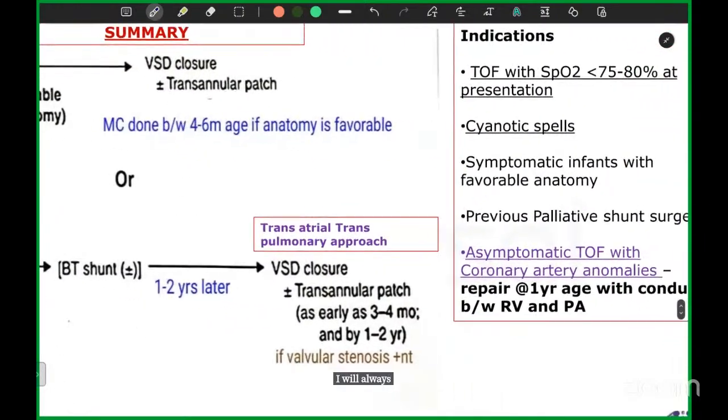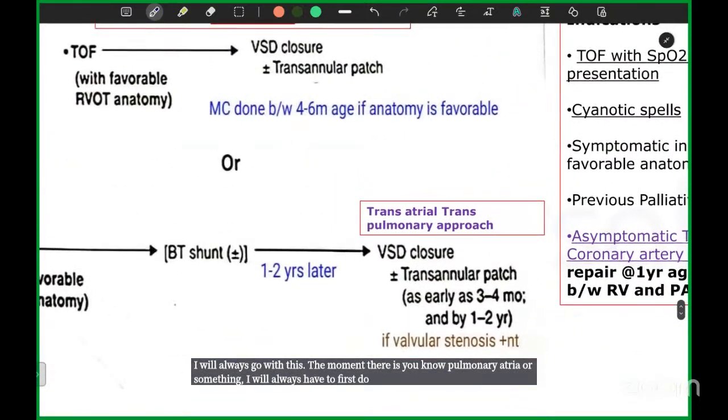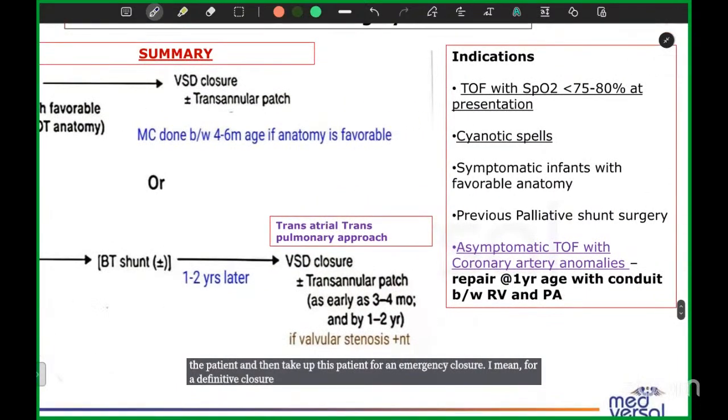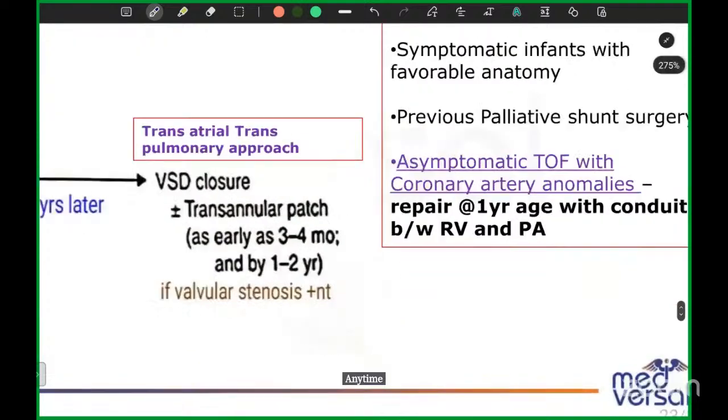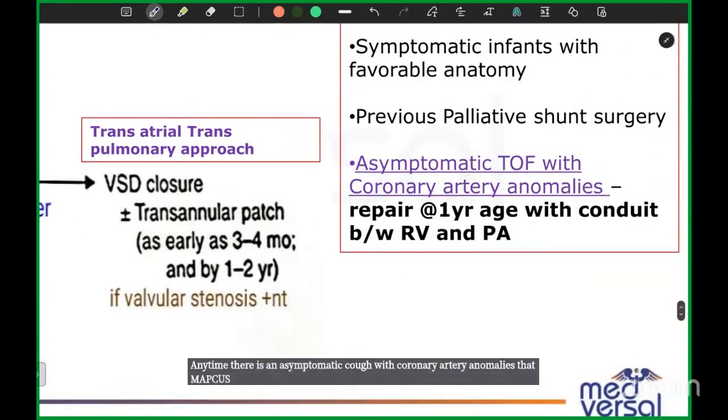The moment there is pulmonary atresia or something, I will always have to first do an emergency BT shunt, then stabilize the patient, and then take up this patient for a definitive closure 1 to 2 years later. Anytime there is an asymptomatic TOF with coronary artery anomalies, that is MAPCAs, I will repair by 1 year of age. I will just place a conduit between the RV and the PA.